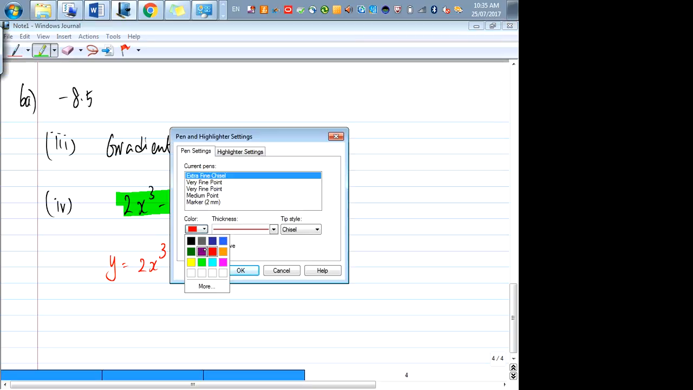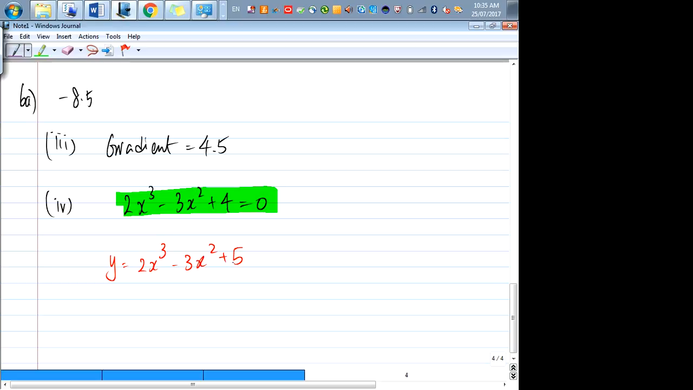I can plus what? I plus 1 on both sides. What will happen if I plus 1 on both sides? I will get 2x cubed minus 3x squared plus 5 equals to 1, correct? This is the original question in green color given in the question, but we only have the graph for the red color equation. So if I add 1 to both sides, I will end up with this.